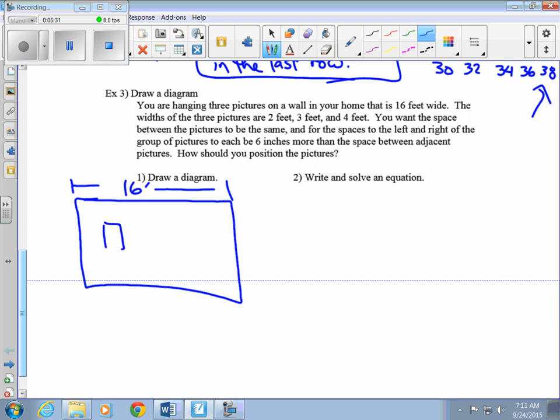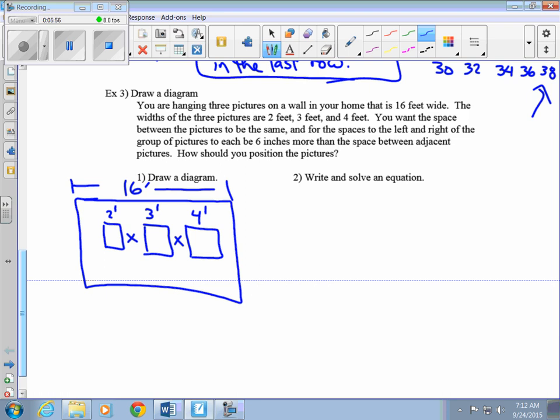3 pictures are 2 feet, 3 feet, and 4 feet. You want the space between the pictures to be the same, and for the space to the left and the right of the group of pictures to be 6 inches less than the space between the adjacent pictures.